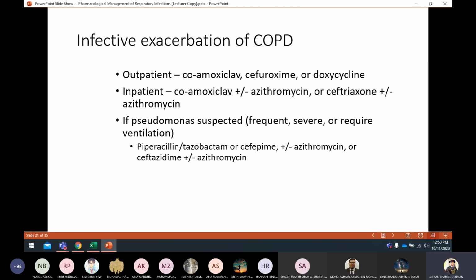So you give that as empirical after you have taken a sample for identification. If you suspect, you give all that. If you have taken a sample and you get the culture and sensitivity report, you treat based on the results of the culture and sensitivity report. But usually Pseudomonas will not have a problem. It will always be susceptible to piperacillin plus tazobactam.